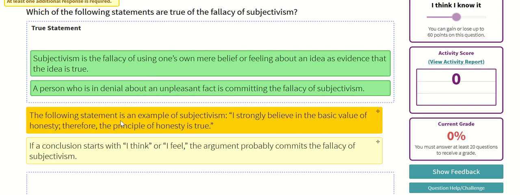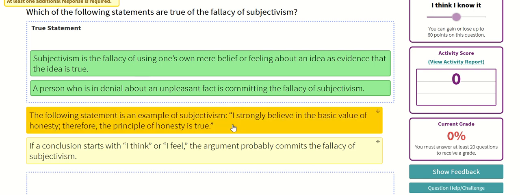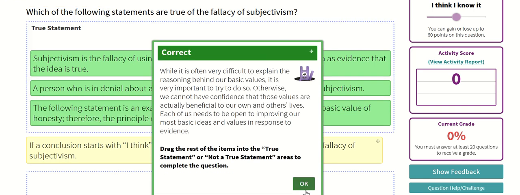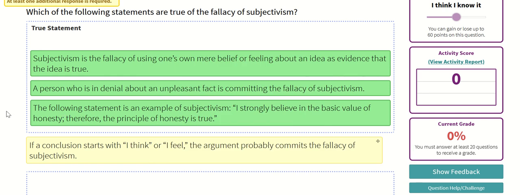The following statement is an example of subjectivism. I strongly believe in the basic value of honesty. Therefore, the principle of honesty is true. Well, I just strongly believe, so that's subjectivism there again. While it's often very difficult to explain the reasoning behind our basic values, it is very important to try to do so. Otherwise, we cannot have confidence that those values are actually beneficial to our own and others' lives. Not only just beneficial, but being right or wrong, not just a matter of utility. But we can criticize this and critique this, I suppose, right? That's what a good philosopher tries to do.